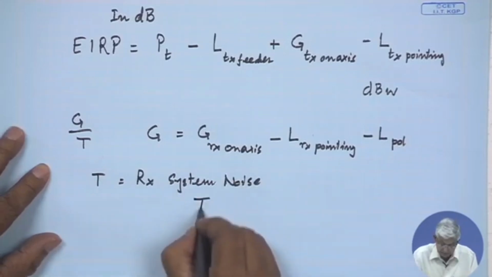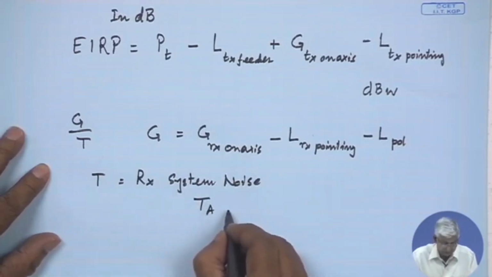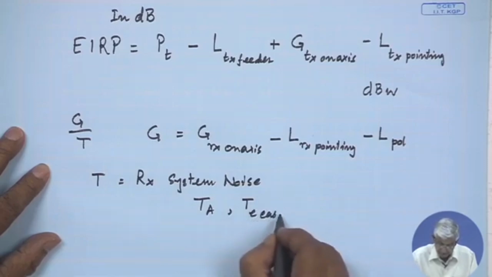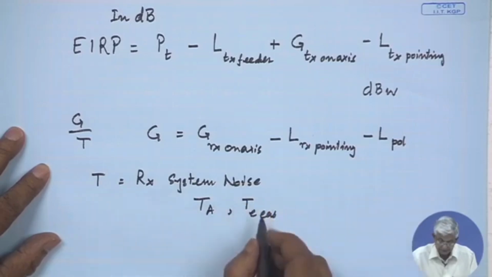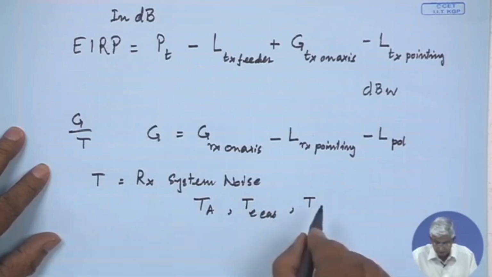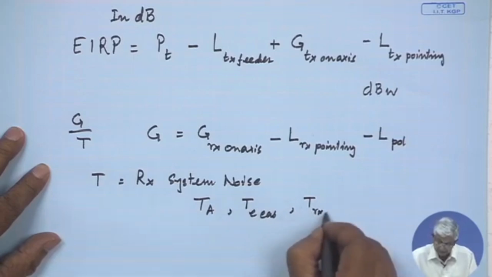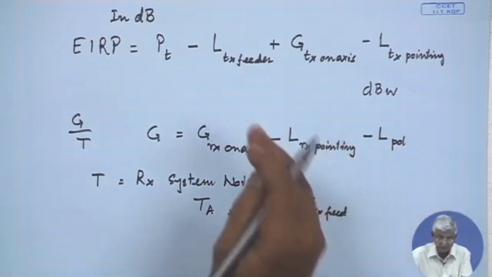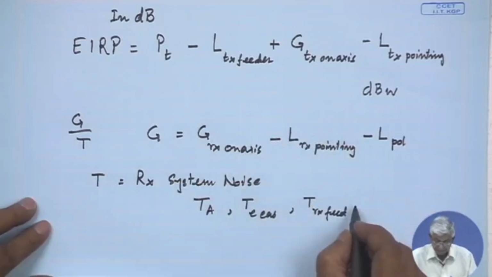That includes the antenna noise it receives, the cascaded receiver subsystem noise, the effective noise temperature, and also the feeder loss between the antenna and the receiver, which appears as a loss in the system noise temperature.